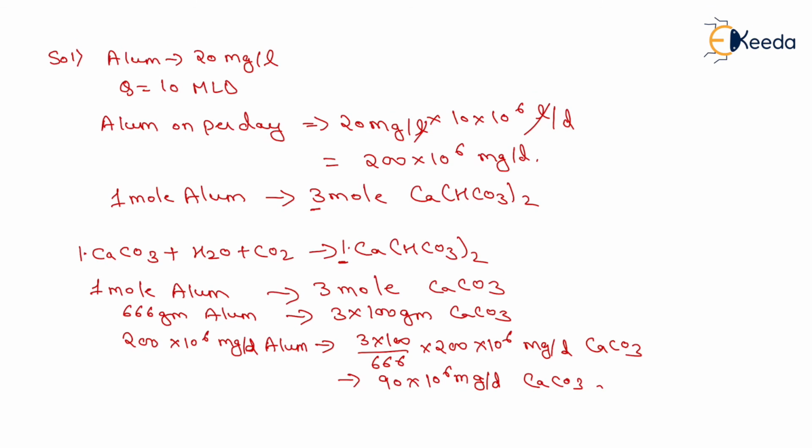So they had asked the answer in 10 to the power 6 milligram per day. So the correct answer will be 90 into 10 to the power 6 milligram per day as CaCO3, which is the complete solution of this question.